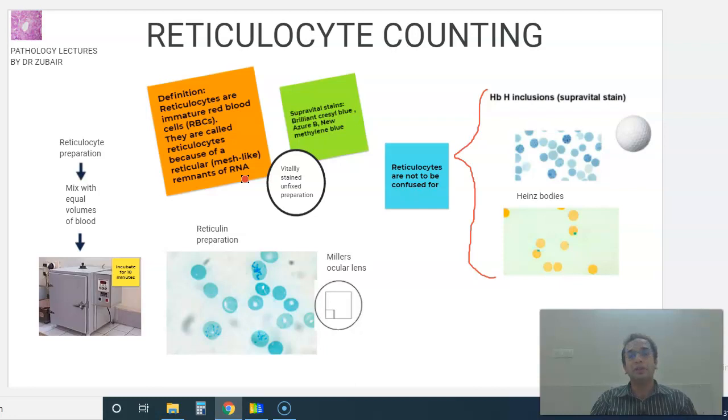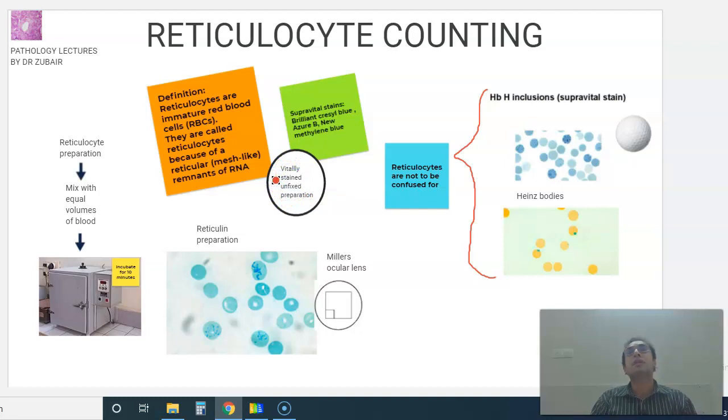How are these reticulocytes stained? They are stained by supravital stains. Which are the supravital stains? We have brilliant cresyl blue, azure blue, and new methylene blue. Between these three, new methylene blue is known to be better than brilliant cresyl blue. Azure B stain is also used. The important thing about reticulocytes is that they should be stained on a vitally stained, unfixed preparation. That is the keyword here.